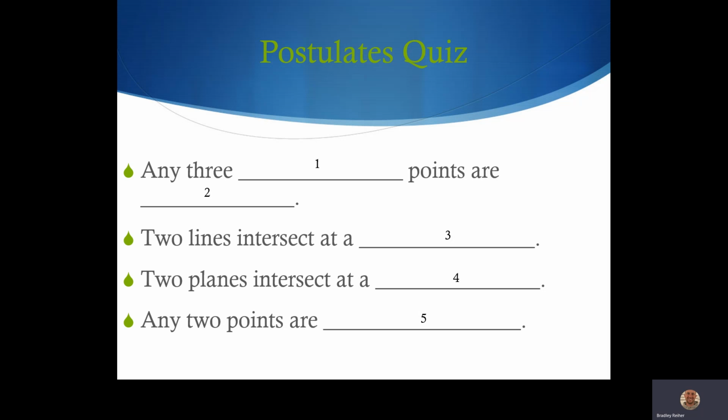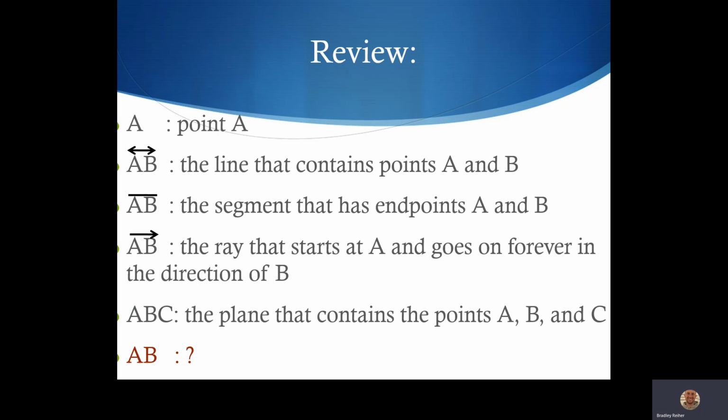Okay, so now that we went over those, I think the top one will make a little more sense. Any 3 blank points are blank. So it's that other postulate. Any 3 non-collinear points, those are points that aren't in a line, are on the same plane or coplanar. So it should be any 3 non-collinear points are coplanar. Meaning any 3 points that aren't in a line, you can put a plane through them. That's all that means. Okay, so that served as a review.